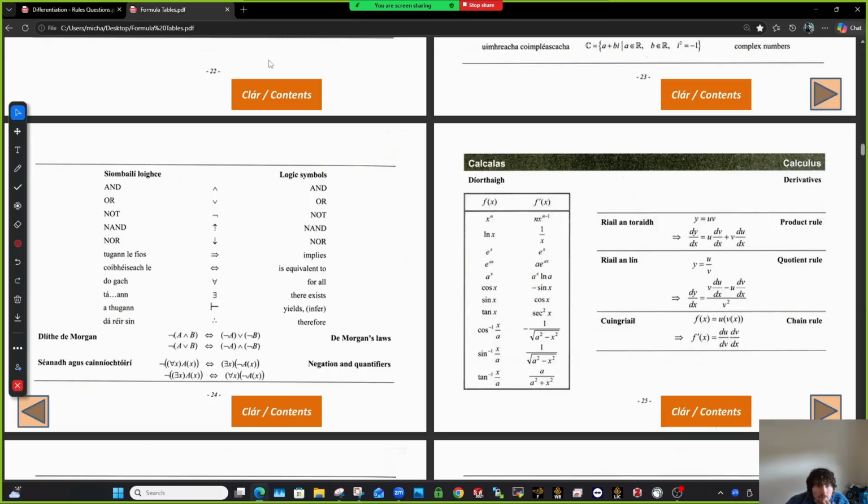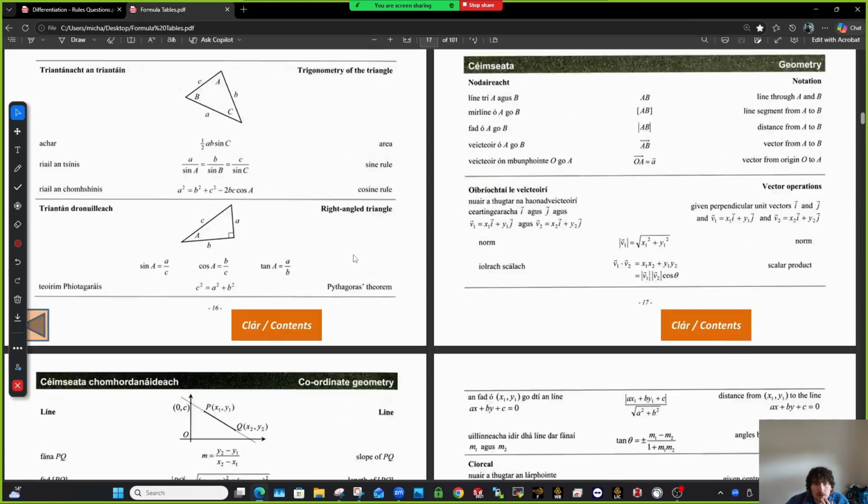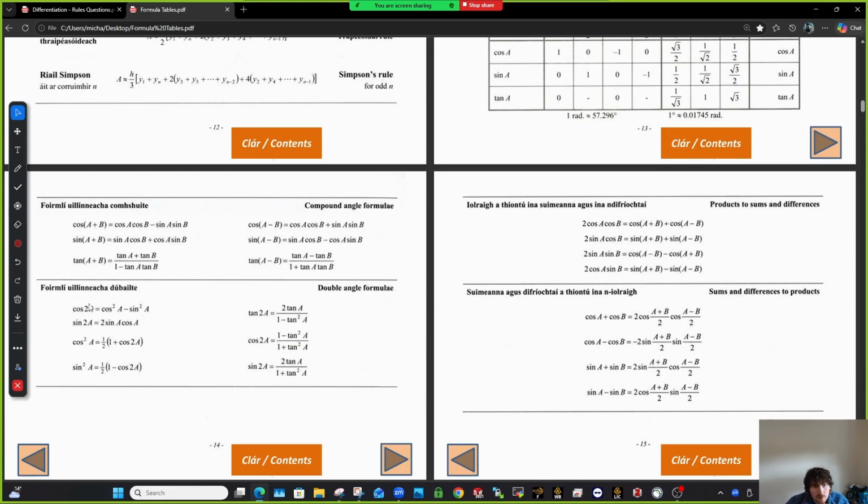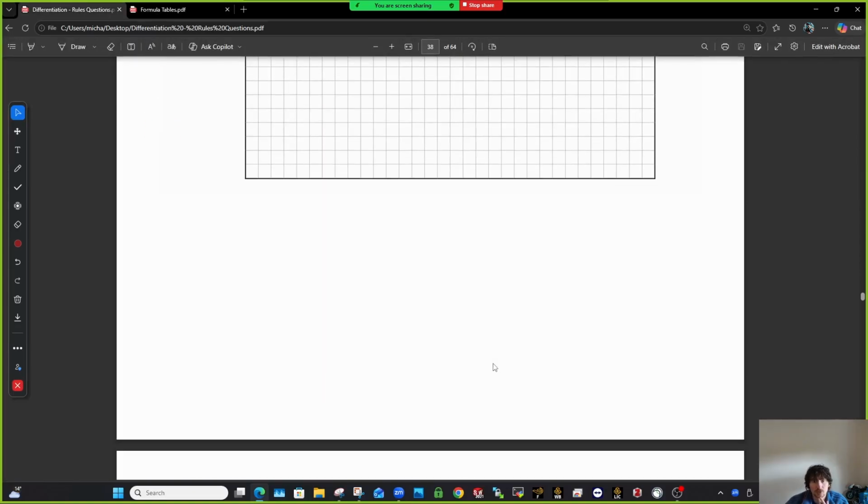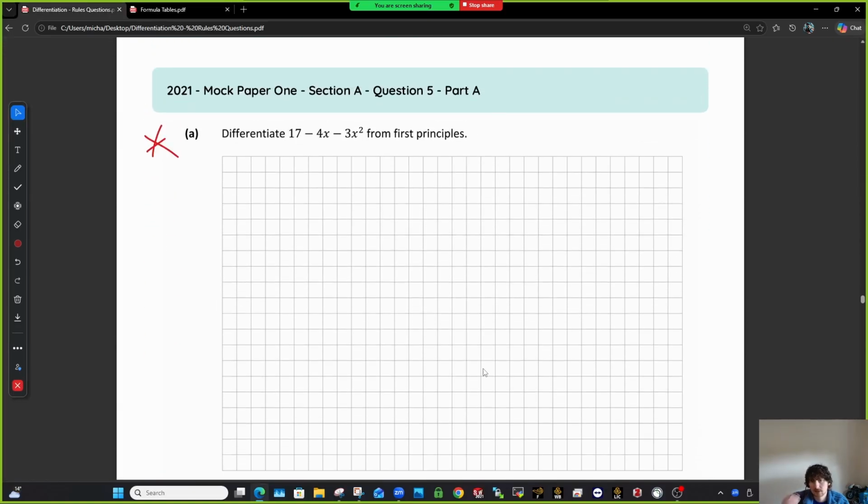Where do they come from? They come from your tables book. There they are. Look at them. I'm circling them with my mouse. You shouldn't need to go to your tables book to look at them. They should be just in your head, if you want to be a good student. Okay. So these are a bit miserable, but they come up quite a bit.